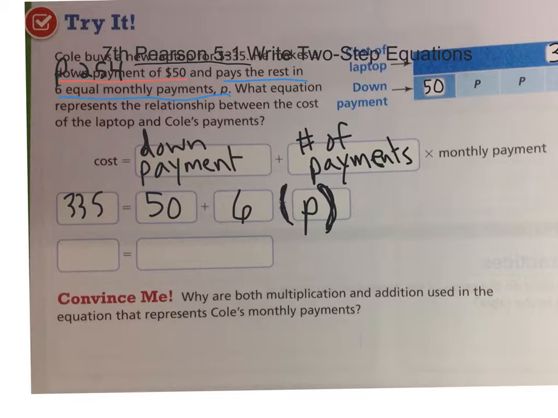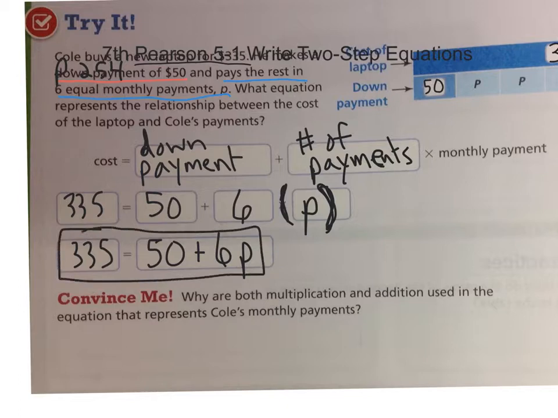Okay? We can rewrite this slightly if you want to then. We could say 335 equals 50 plus 6P. And then that's that assumed multiplication if the 6 and the P are right next to each other. So this would be an equation that we then could actually solve to figure out how much the payments were each time.